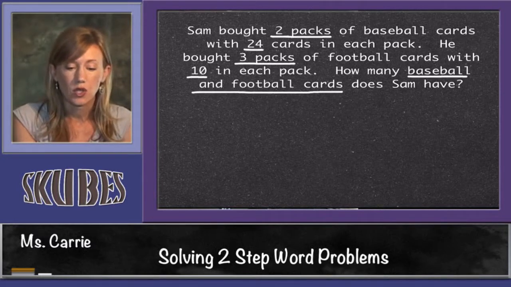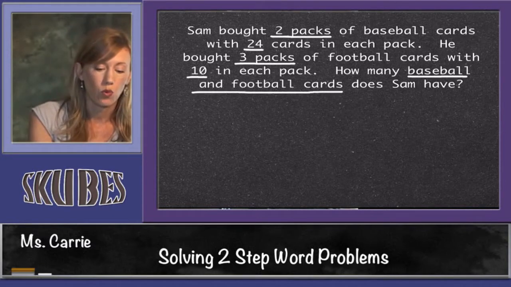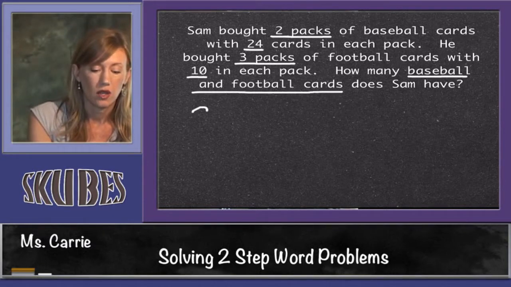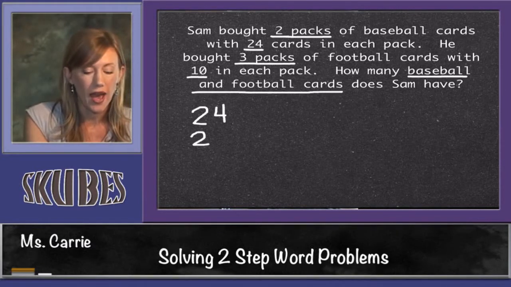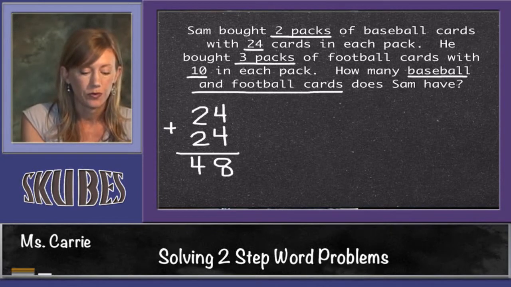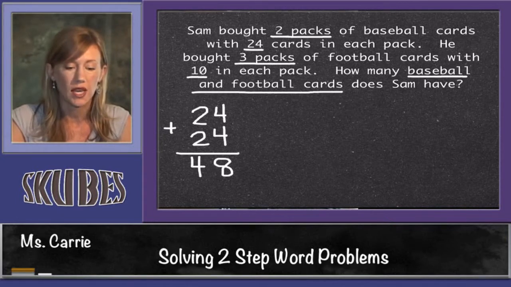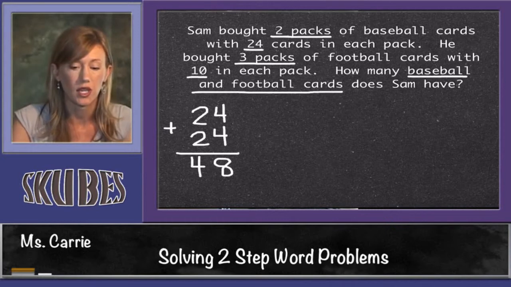All right, let's start to figure this problem out. It says Sam bought 2 packs of baseball cards with 24 cards in each pack. So if one pack had 24 cards in it, we need to add 24 again because it says he has 2 packs. So first we need to figure out how many baseball cards he has. Well, 4 plus 4 is 8, and 2 plus 2 is 4. We know that Sam has 48 baseball cards, but we're not done because now we need to find out how many football cards he has.